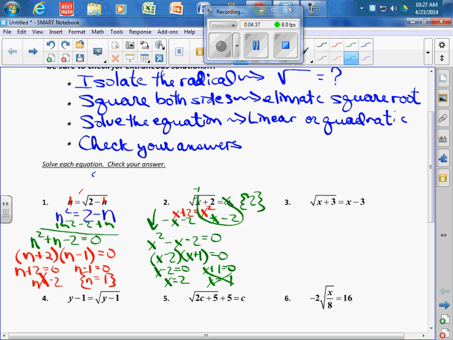In number 3, everything outside the radical is on the other side of the equation. I don't have any numbers outside of the radical, so I'm going to square both sides. But be careful, on number 3, it's not just enough to do this. We're squaring the entire side, which means we put parentheses around the x minus 3 and square it. So now I'm going to have x plus 3 on the left side. And when I square x minus 3, that means we're going to have to FOIL this. And I get x squared minus 6x plus 9.